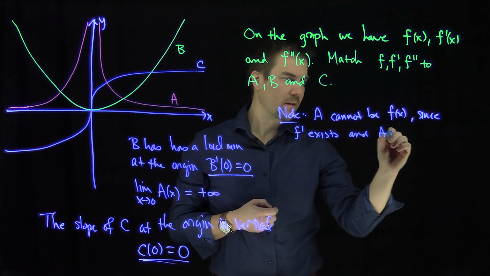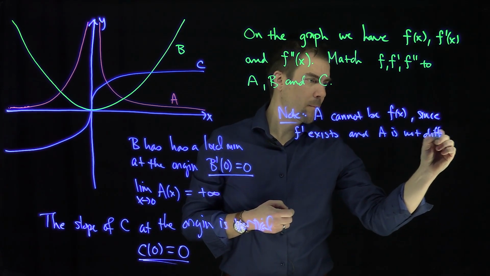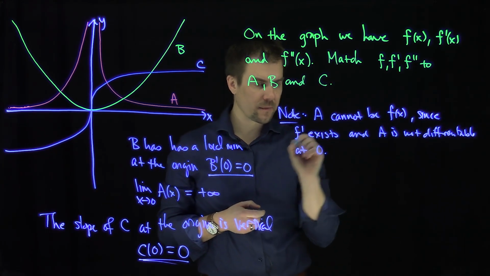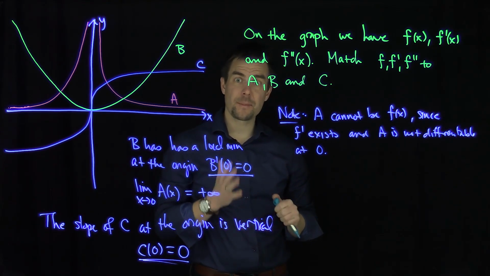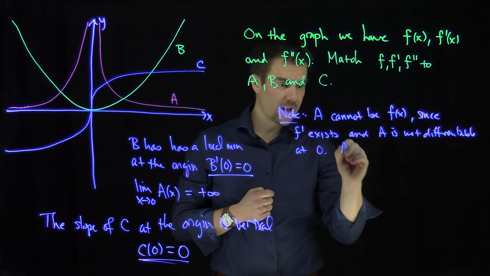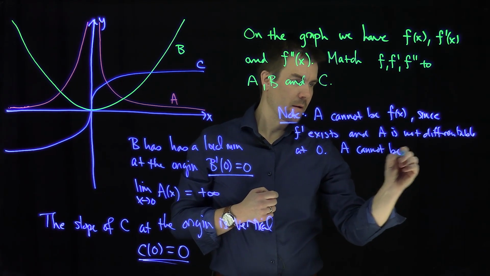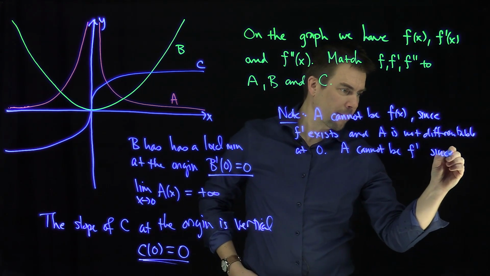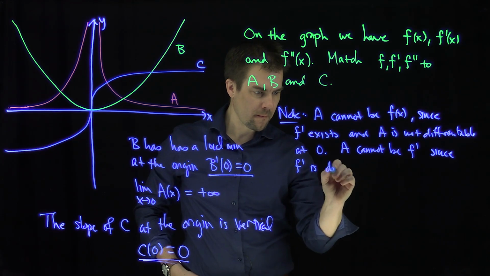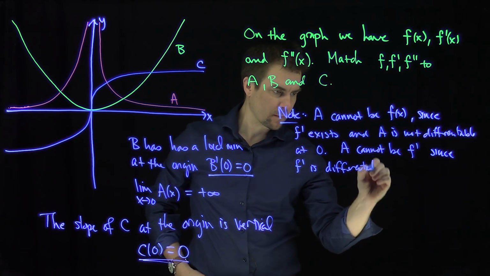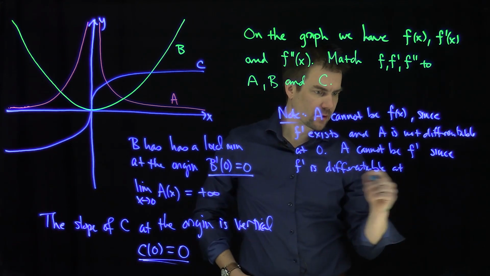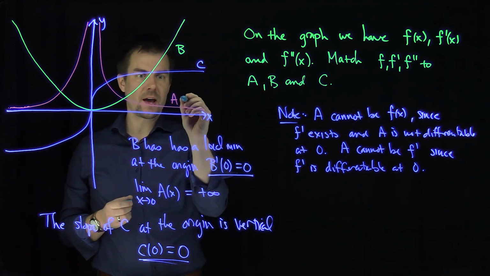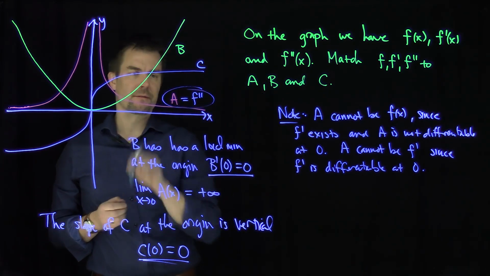Since f prime exists and A is not differentiable or even defined at 0, A cannot be the derivative itself, because we're assuming the second derivative exists. A cannot be f prime since I'm assuming that f prime is differentiable at 0. So the only choice for A is that A must be the second derivative. So A has to be the second derivative of the function f.